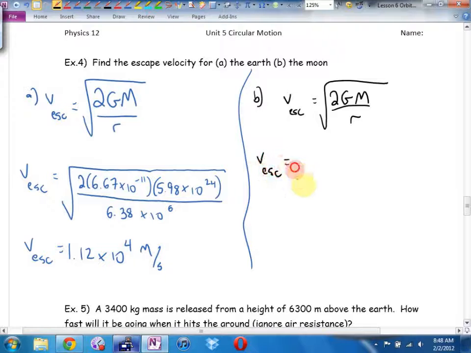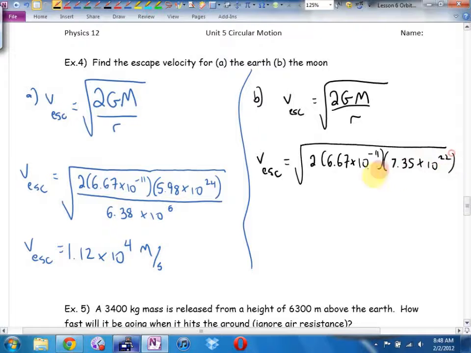So 6.67 times 10 to the negative 11. What's the mass of the moon? I know we just did it a few minutes ago, but I can't remember. I missed the first number, sorry. 7.35. Okay, what's the mass of the moon? 7.35 times 10 to the 22, over, and what's the radius of the moon? To the sixth? I was going, wait a minute, that's bigger than the Earth.